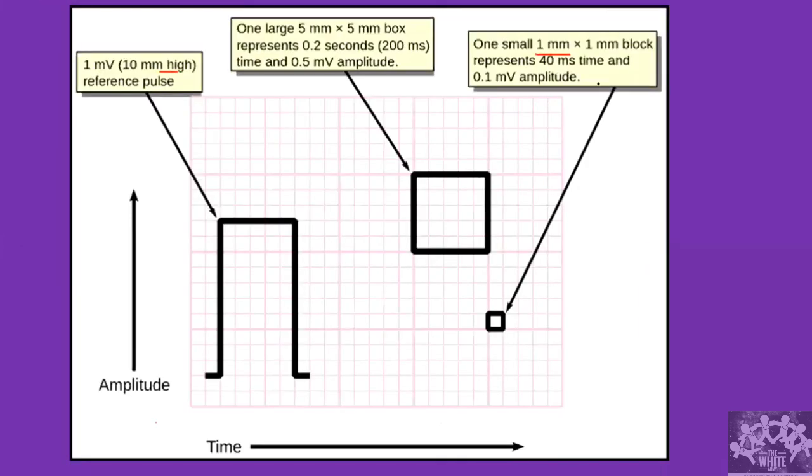So if I take 1 millimeter by 1 millimeter as one small box, we know that the ECG moves at 25 millimeters per second. Which means that 25 millimeters moved in 1 second. So 1 millimeter will be equal to how many seconds? It is 1 by 25, which is 0.04 seconds. 0.04 seconds means 40 milliseconds. So 1 millimeter here in the horizontal, or x-axis, is 40 milliseconds.